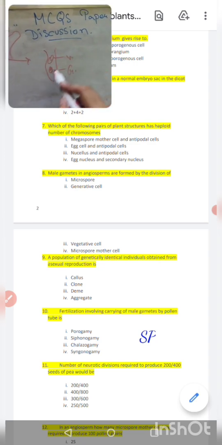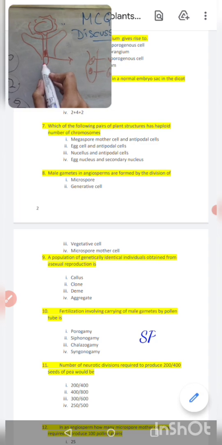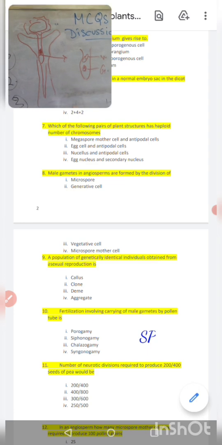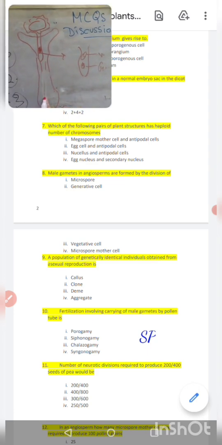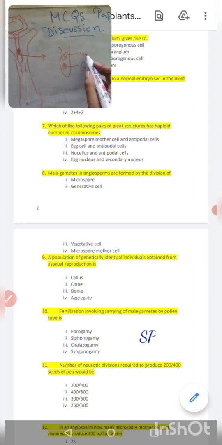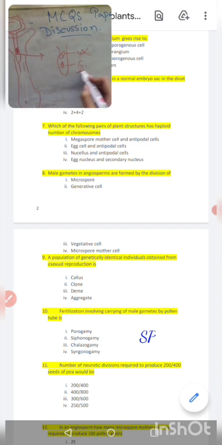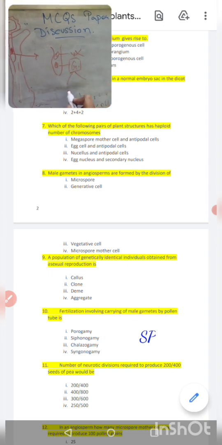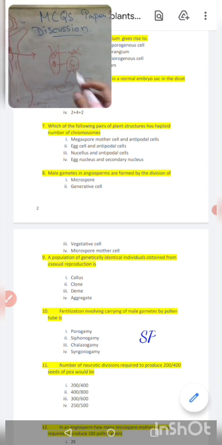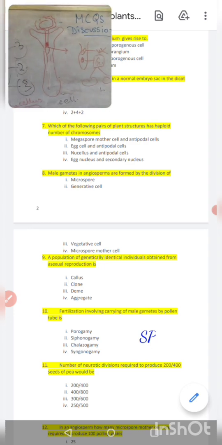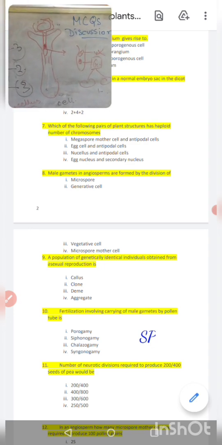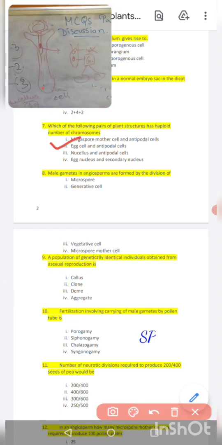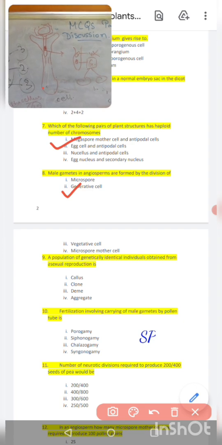When this pollen tube comes through the whole length of the style of the gynoecium, during that course of travel the vegetative cell will disintegrate. So only the generative cell remains. Now this generative cell will produce the 2 male gametes. So student, the correct answer for number 8 is number 2, that is the generative cell.